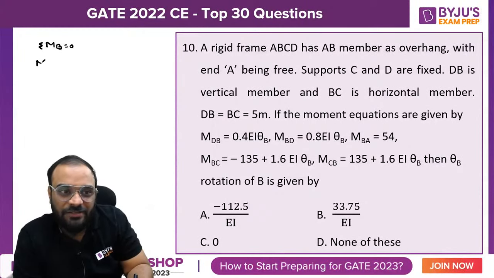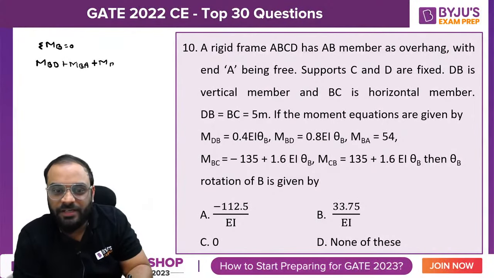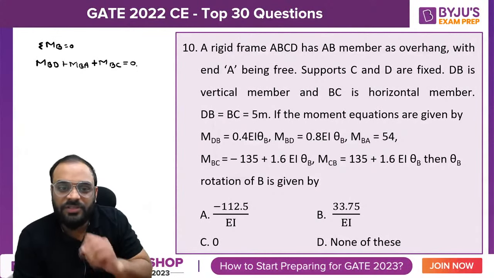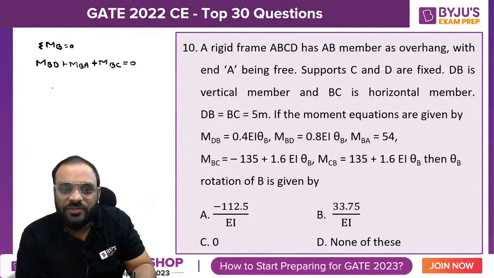So can I write it directly? MBD plus MBA. If you want to understand, I will draw the figure also, but you can write it directly also. This is equal to 0. Very simple. So what is the value of BD?